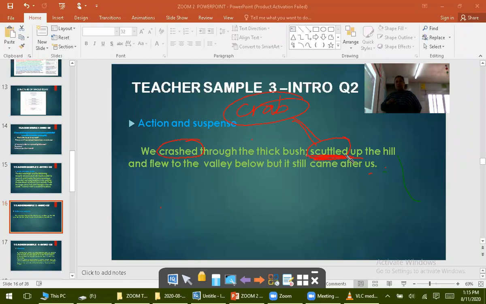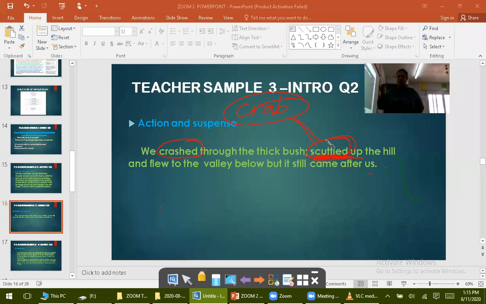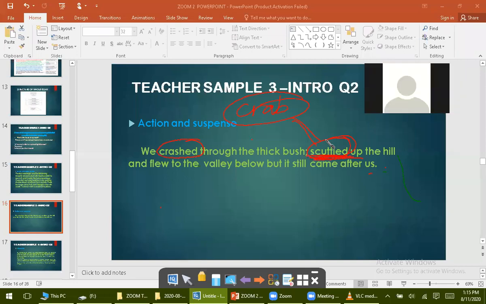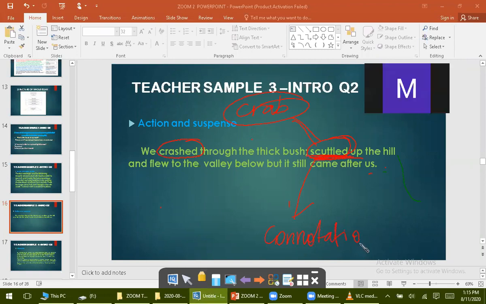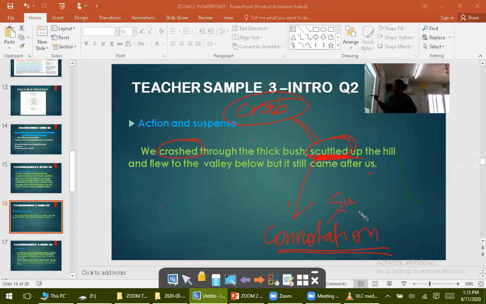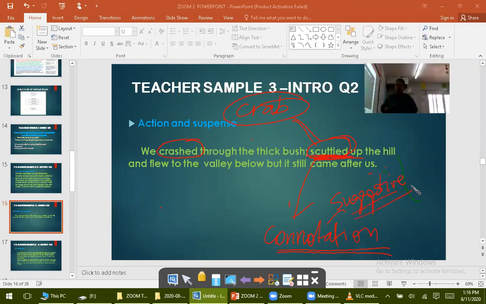Not really. Just to give an idea how we are going to move if there is something frightening coming after us. So what do we call this word? A connotation. What's a connotation? A connotation means a suggestive, associated meaning. Suggestive meaning gives an idea what kind of movement I made.